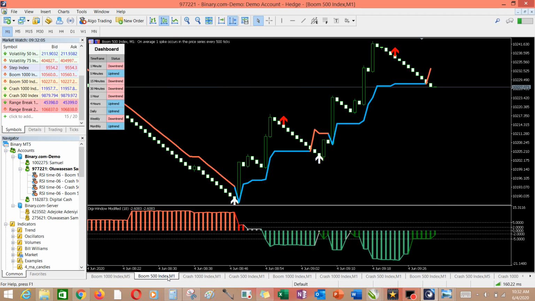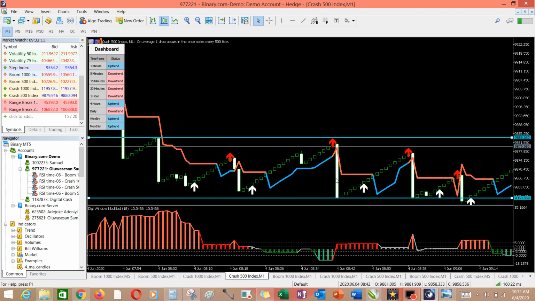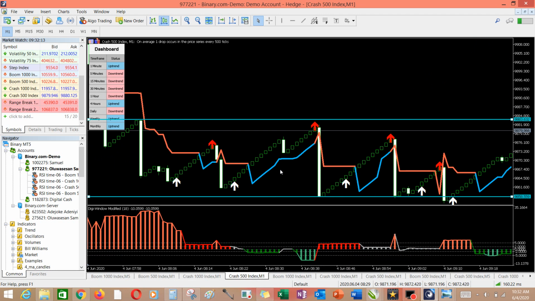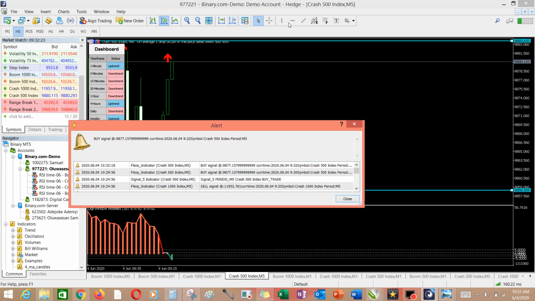Let me see if I can get one more example. I think I saw one the other time. Yeah, this level, you can see it, this level. Let me take it to 5 minutes so that we see it clearly.